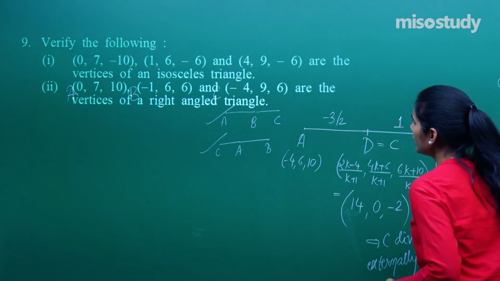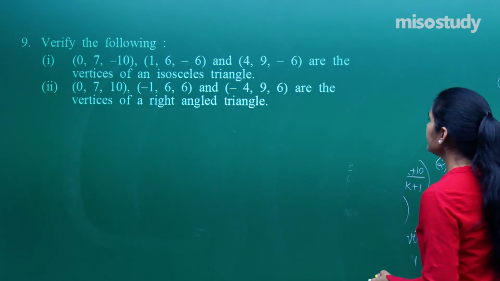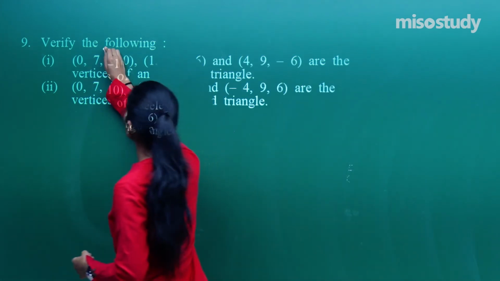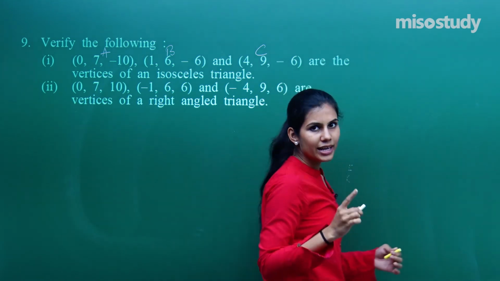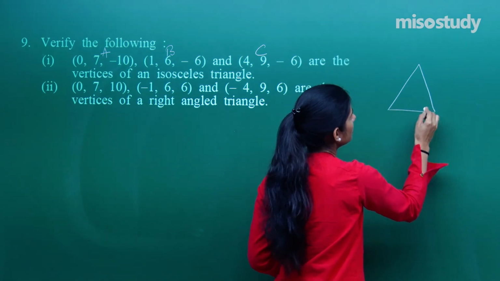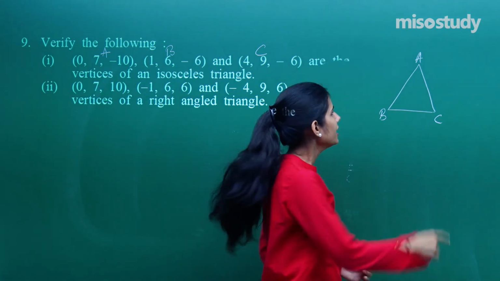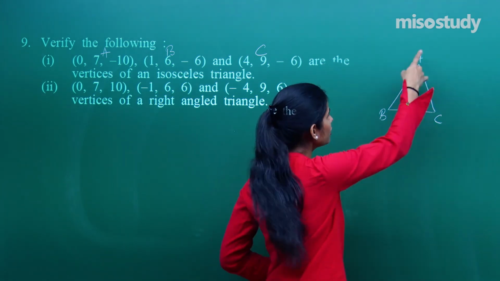Next I have to show or verify that these are vertices of an isosceles triangle, and in the next question I have that these are vertices of a right angled triangle. For these three to be vertices of an isosceles triangle, what do I need? Say this is A, this is B and this is C. Suppose this is that isosceles triangle, I should get that any two sides should be equal in length. Whether AB should be equal to BC or BC should be equal to AC or AC should be equal to AB. For that we will have to calculate AB, BC and AC.